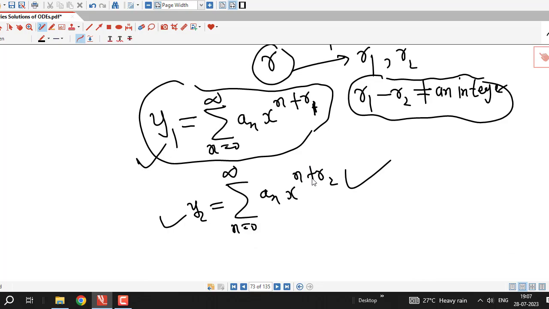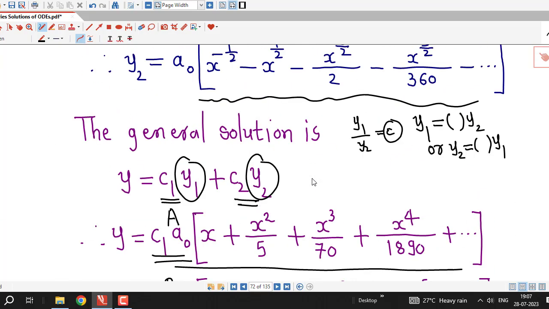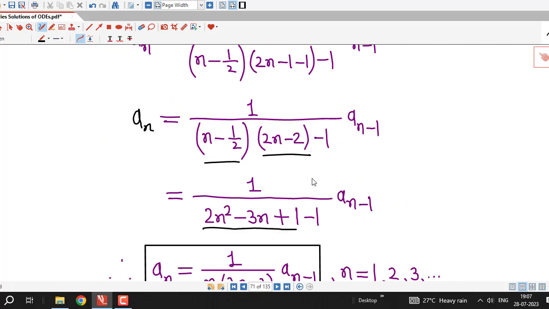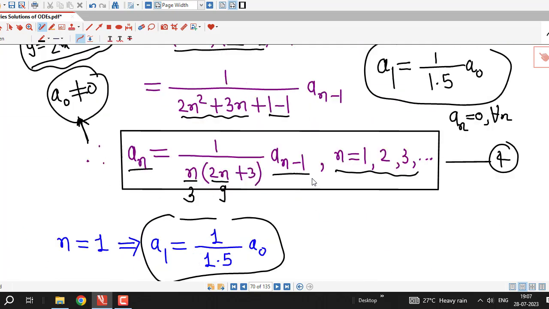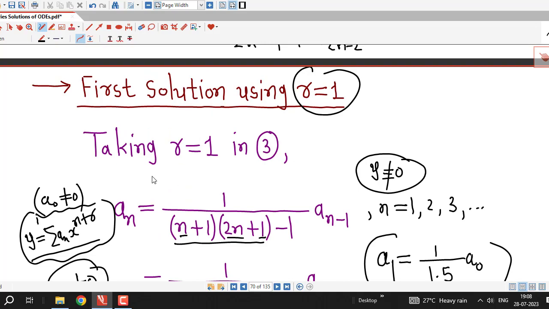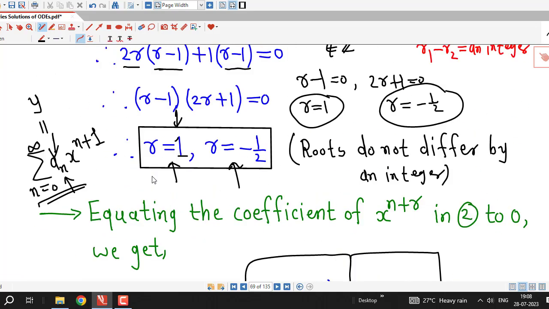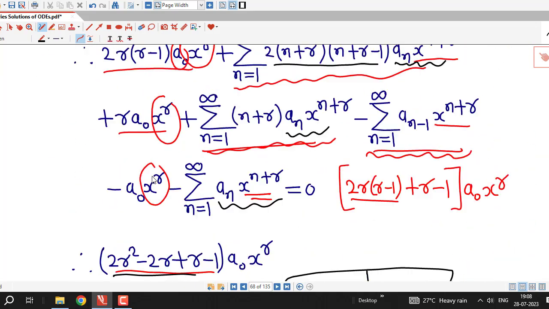And be careful while doing all these calculations, because there are chances of mistake. So be careful, and if you go with patience, you will definitely be able to write down your solution.